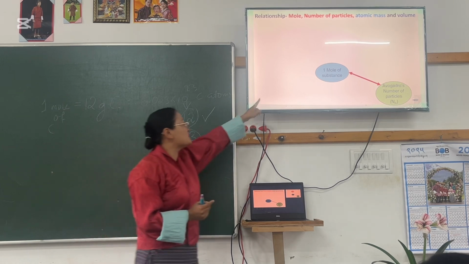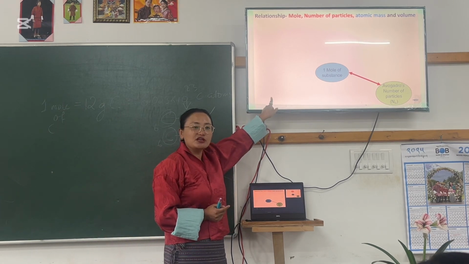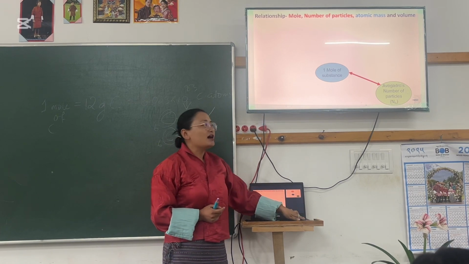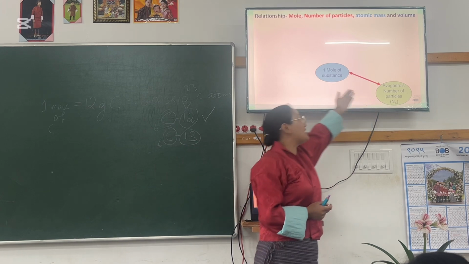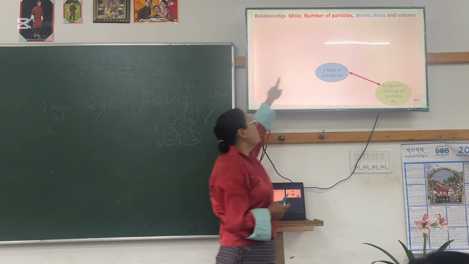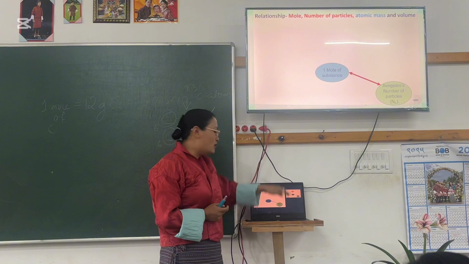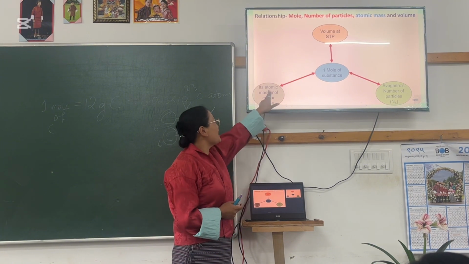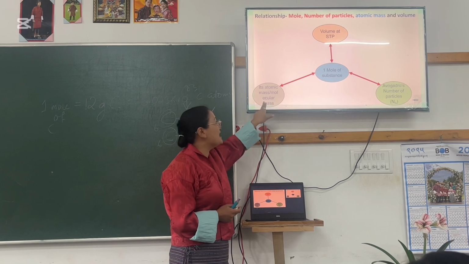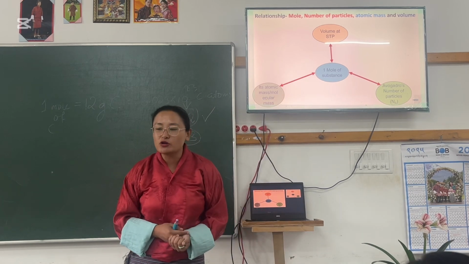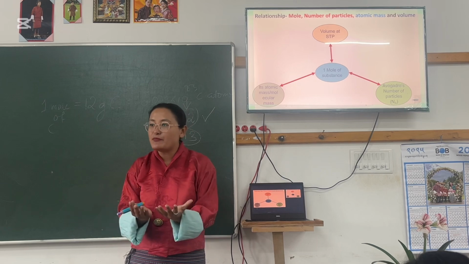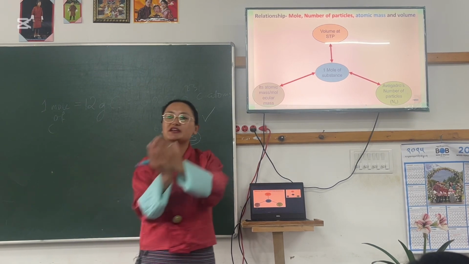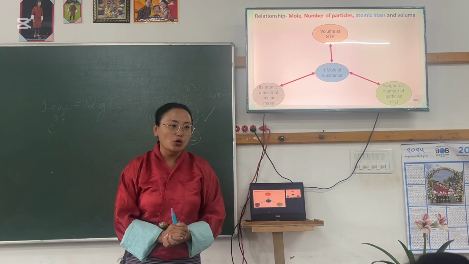1 mole of substance should equal its Avogadro's number of particles. Now I'm talking about the relationship between mole and mass. Molecular weight: if it is an atom, what will you find? Atomic mass or molar mass will equal 1 mole of substance. Different substances, remember, will have different atomic weight or molecular weight, and that weight is equal to 1 mole.